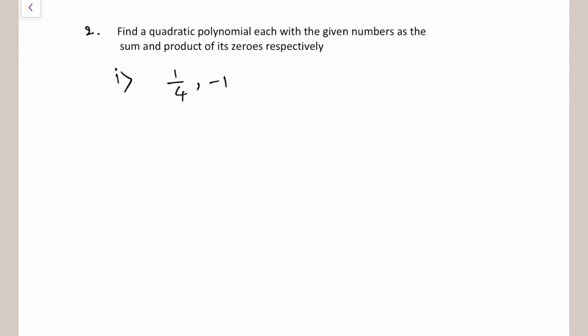By using those zeros, or the sum of the zeros and product of the zeros, we need to find the polynomial in reverse now. So here he clearly mentioned that the sum of the zeros and product of the zeros are given. So the first number is the sum of the zeros and the second number is the product of the zeros. So the sum of the zeros, alpha plus beta, is the first number, 1 by 4, comma, the product of the zeros, alpha into beta, is the second number, minus 1. So with the sum and product of the zeros given, we need to find the polynomial.